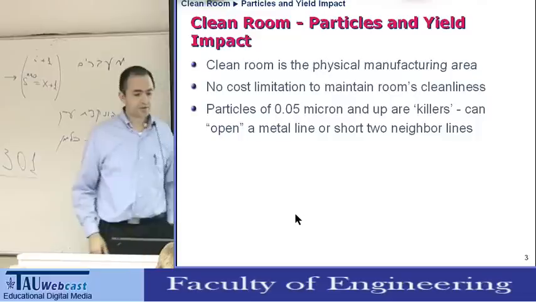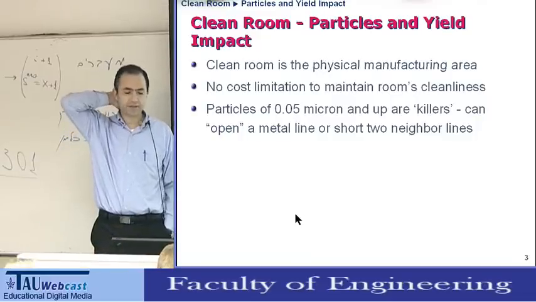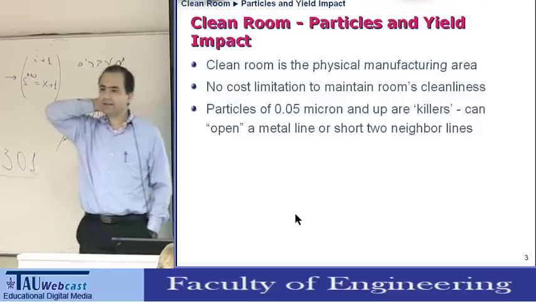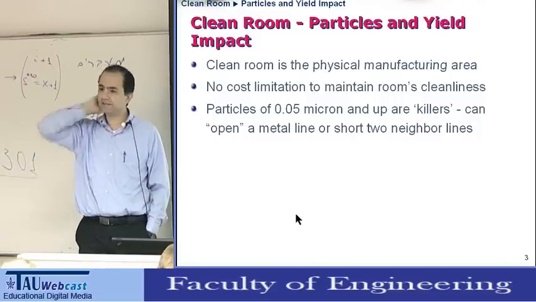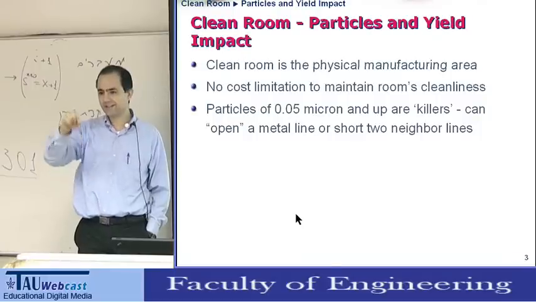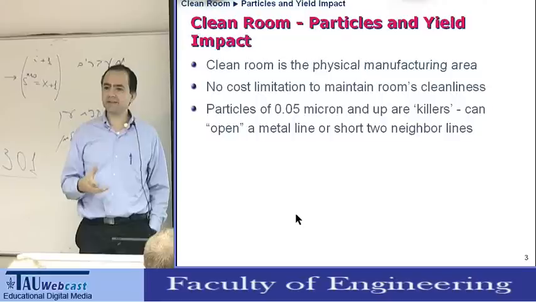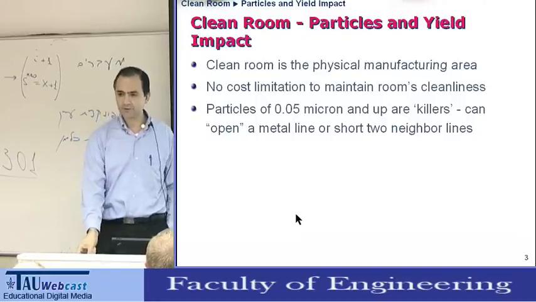Okay. So the clean room itself, we talked about it. It's the physical manufacturing area. We don't spare any money in order to make the clean room clean. And the reason is that every extra defect kills a die. So every dollar we spent in cleaning the clean room saves us a lot of dollars in output of dies.